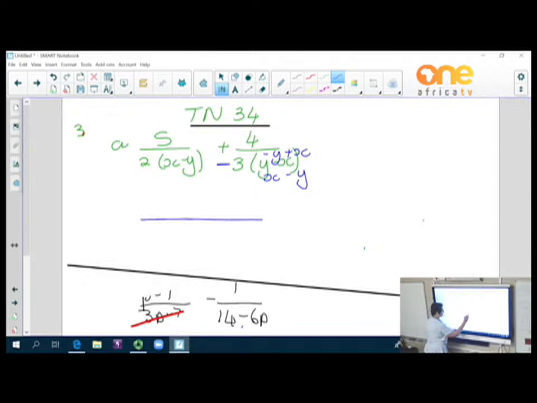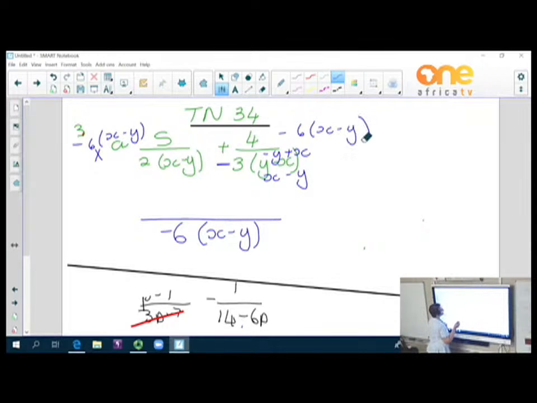So now I still need to find my LCM. From 2 and 3, it will be 6. Okay, but now I have a negative 6 there. And then it is x minus y there. So now I'm going to multiply with negative 6 x minus y. And here you multiply with negative 6 x minus y. So cancel, the 2 divides into the 6 3 times.